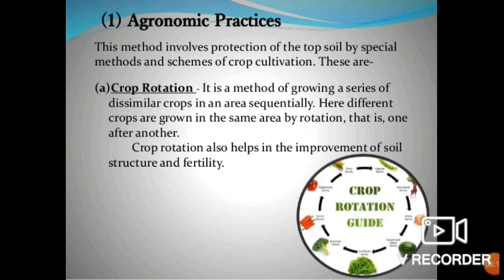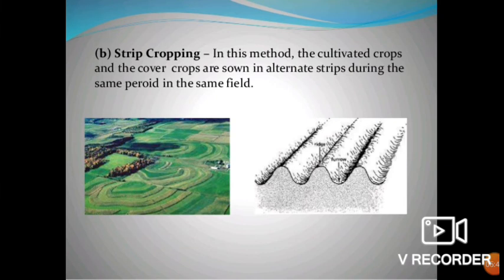These are, first one is crop rotation. It is a method of growing a series of dissimilar crops in an area sequentially. Here, different crops are grown in the same area by rotation, that is, one after another. Crop rotation also helps in the improvement of soil structure and fertility. Next, strip cropping. In this method, the cultivated crops and the cover crops are sown in alternate strips during the same period in the same field.